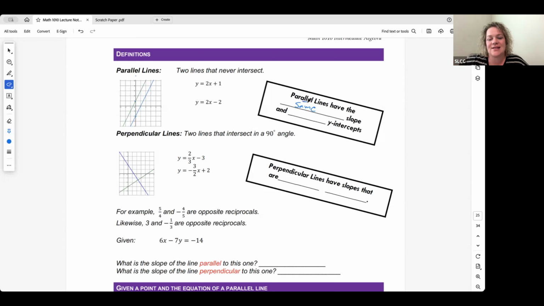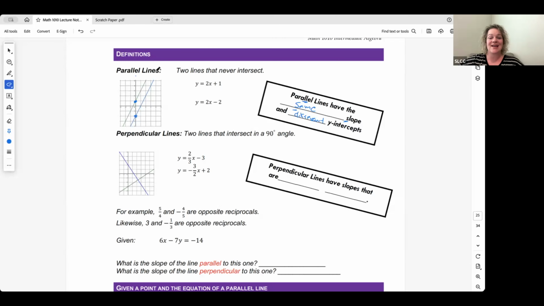Notice parallel, two L's, and same slope, two S's. A little alliteration there for you. Parallel lines have the same slope. But what do we know about the y-intercepts? They are different. The same slope and different y-intercepts. Notice I have a y-intercept here below the origin, and this line has a y-intercept here above the origin.